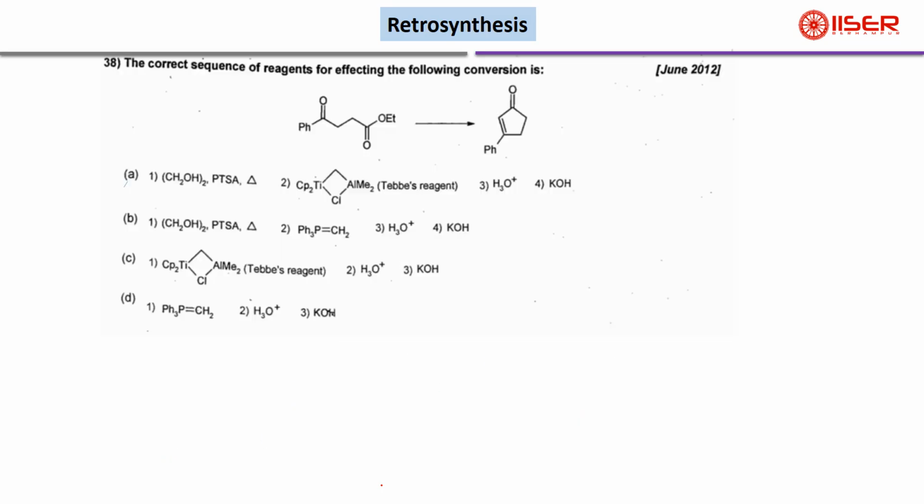So this is a question from CSIR NET. What is the correct sequence for the conversion of this to this? From these 4 options, which will be the best to prepare this cyclopentenone from this diketoester?